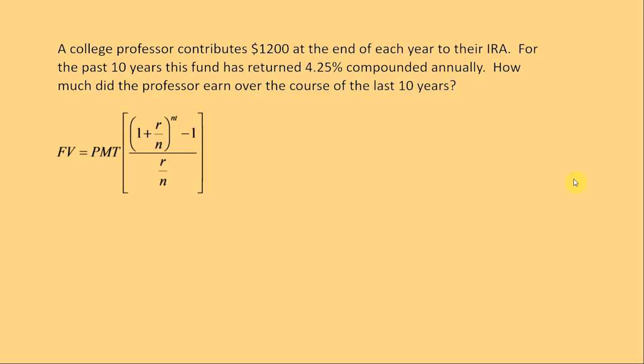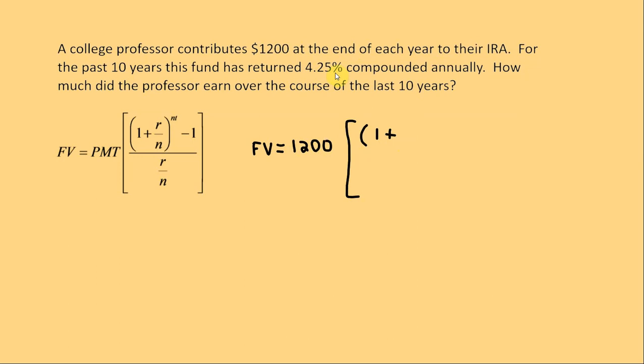So here is the formula again, and we're going to use that to find how much the professor earned over the last 10 years. Okay, so we're looking for the future value, and the payment is $1,200 because he contributes $1,200 at the end of each year to his IRA. So we're going to put $1,200 as the payment. All right, and then in here we have 1 plus the rate, which is 4.25%.